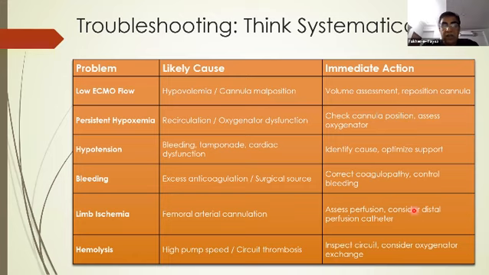Limb ischemia is a problem when we are using femoral or peripheral VA ECMO or VV ECMO.